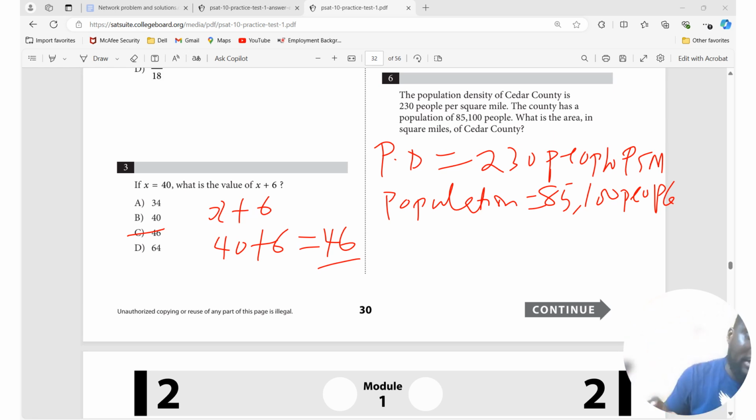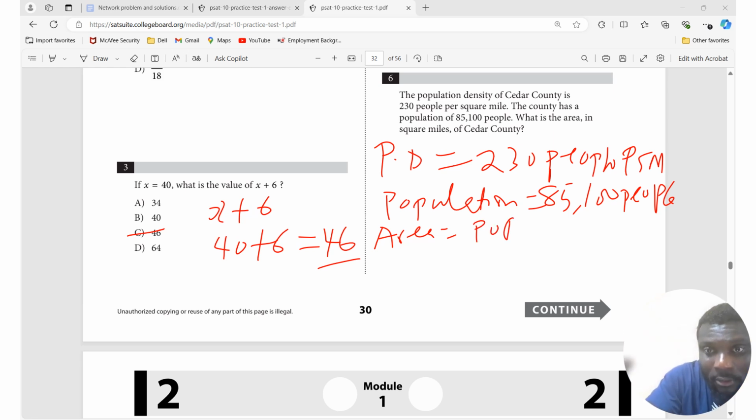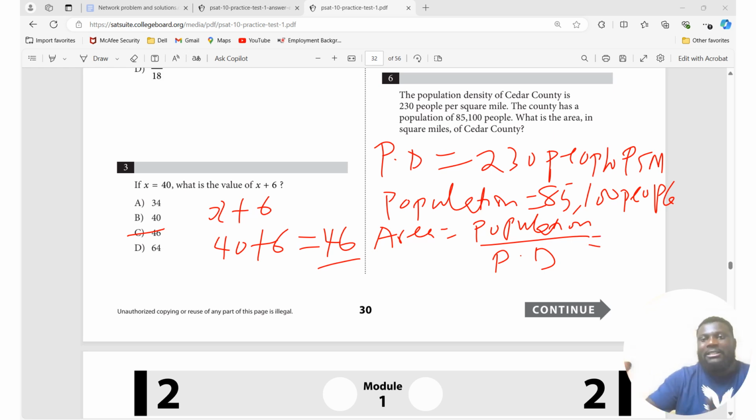Okay, so that's the first thing that you need to identify. The next thing we need to identify is what they ask: what is the area? So let's find the formula. The formula for area is equal to population divided by population density, PD. Now since we know the formula, let's substitute the values into it. So we have 85,100, the population, divided by 230.